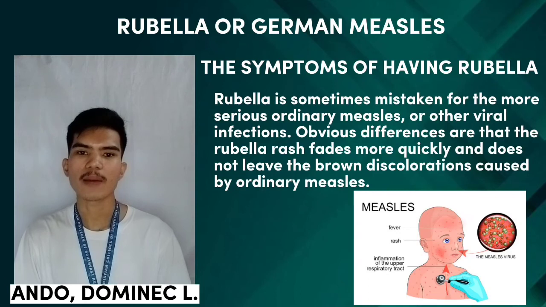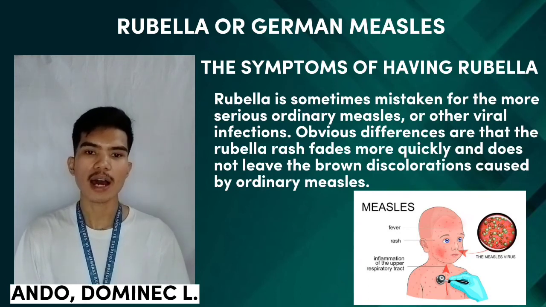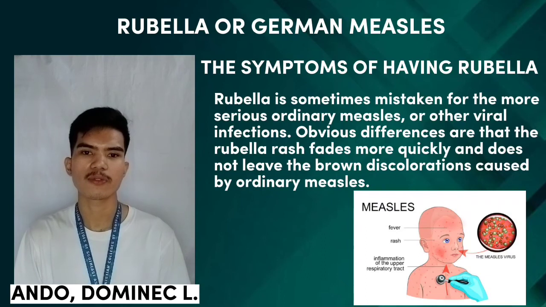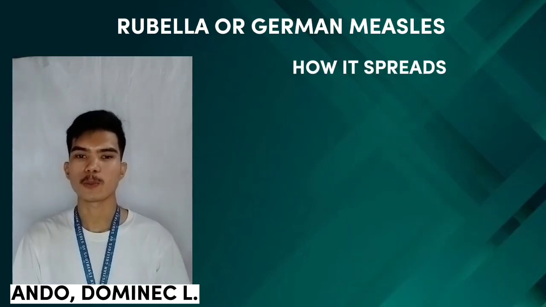Rubella is sometimes mistaken for the more serious ordinary measles or other viral infections. Obvious differences are that the rubella rash fades more quickly and does not leave the brown discolorations caused by ordinary measles. You might also ask how it spreads.